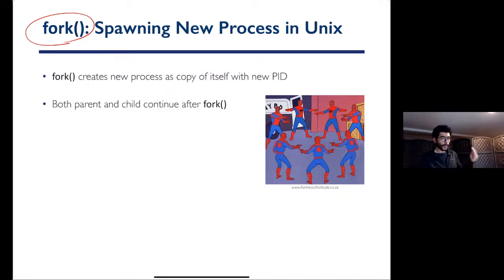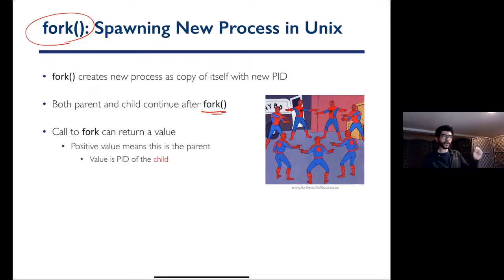Now, both parent and child continue at the next line after fork. As I said, both of them are identical copies, so they both start after the fork. So you might say, what's the point of doing this? Now I have two copies doing it. The answer is that fork returns a value. The return value of fork in the parent is different than the return value of fork in the child.